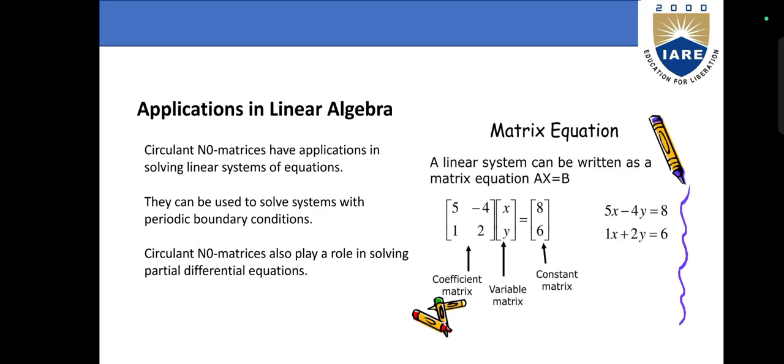Matrix equation. A linear system can be written as a matrix equation AX = B. Here A is the coefficient matrix, X the variable matrix, and B the constant matrix. For example: 5x minus 4y is equal to 8, and 1x plus 2y is equal to 6. These are both equations. This is called applications in linear algebra.